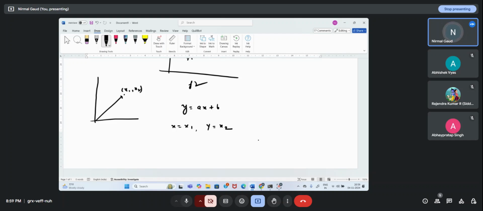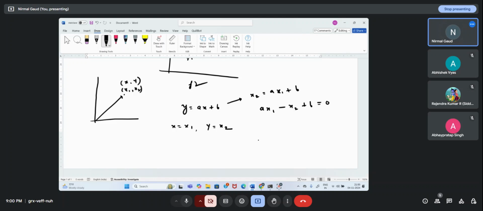So just following the same concept of vectors, let us suppose x equal to x1, y equal to x2. This is your x comma y. So let me put x1, x2 here. x2 is equal to a x1 plus b. That's what I can write. I can also write, let's take x2 here, so a x1 minus x2 plus b equal to 0. Okay, got it.